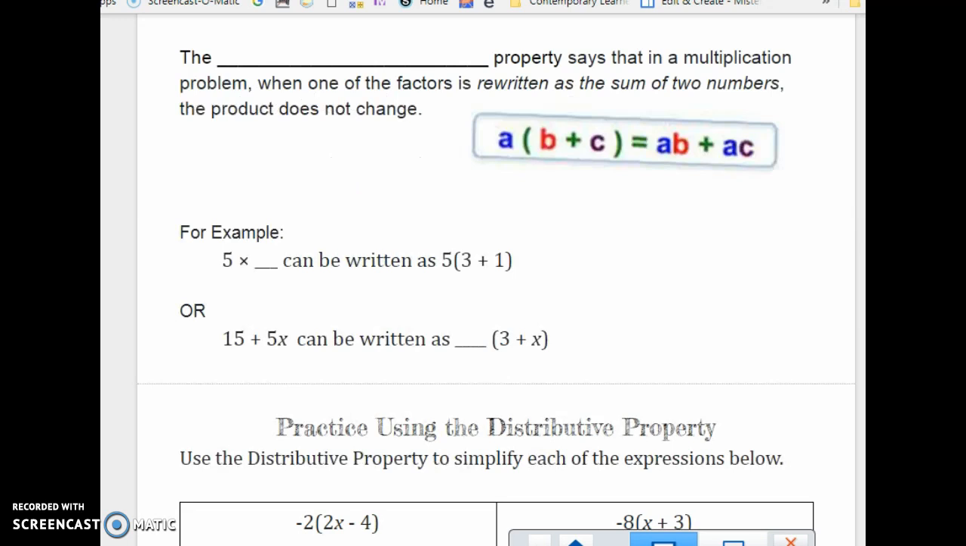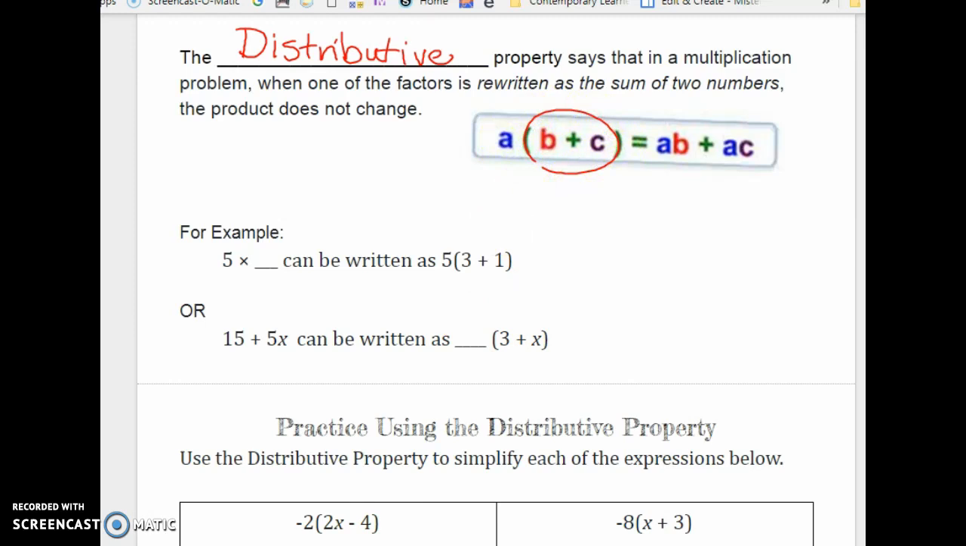Let's just write down this formula, or the explanation for what distributive property is. It says the distributive property says that in a multiplication problem, when one of the factors is rewritten as the sum of two numbers, the product does not change. So if you haven't written it in already, write distributive. We will be using this term a lot, so make sure you have it written in and you understand that it just means we're rewriting the product as a sum of two numbers.